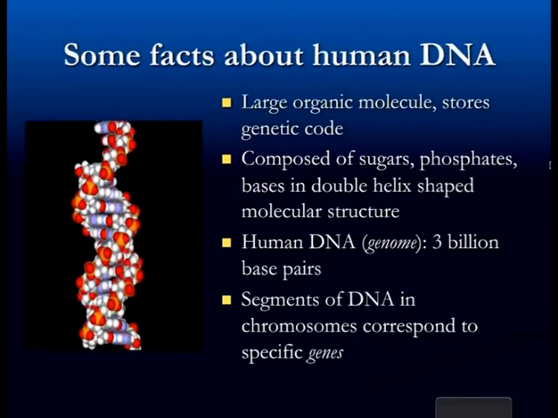Now, here's some facts about DNA. DNA is a large organic molecule. It stores the genetic code. It's composed of sugars, phosphates, and bases in a double helix-shaped molecular structure. Human genome has about 3 billion base pairs.